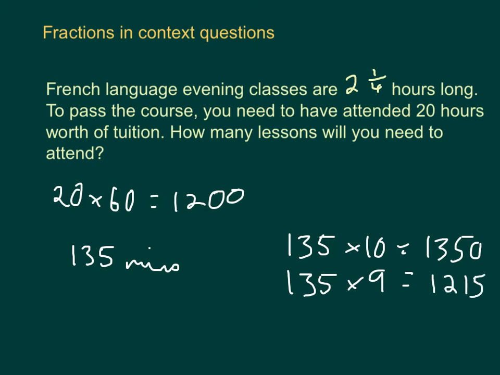1215. Now, I know if I only had 8 lessons, that wouldn't be enough time to pass the course, because I need at least 1200 minutes. So the key thing then is to know that the question asks how many lessons will I need to attend. I would need to attend 9 lessons.